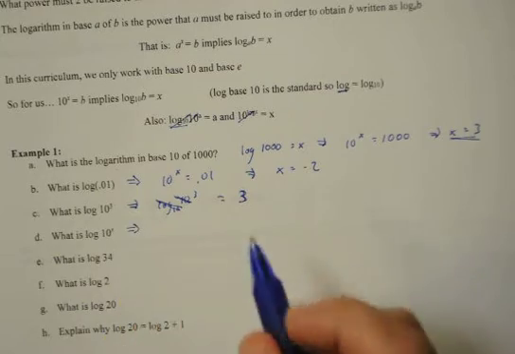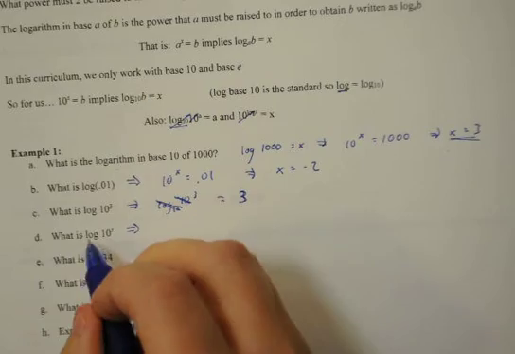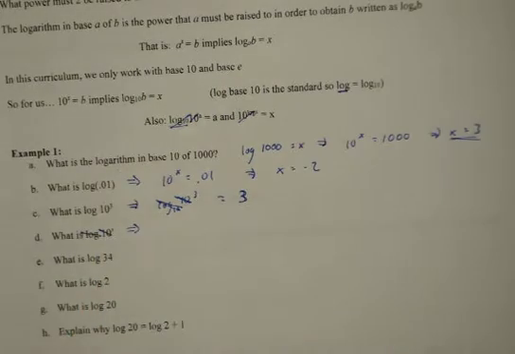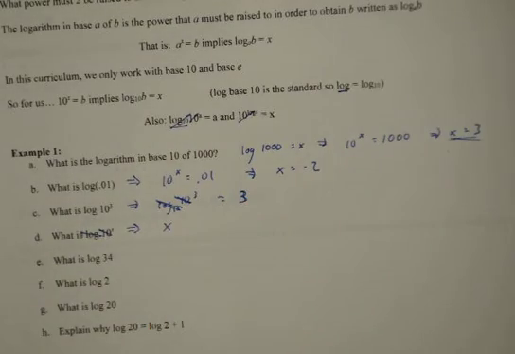Next, what is log 10 to the x? Once again, this log cancels out that 10. That's the only time it happens where they cancel out, and you're just left with x.